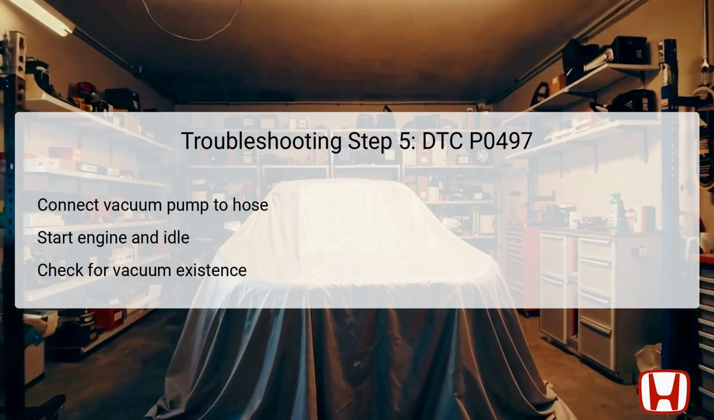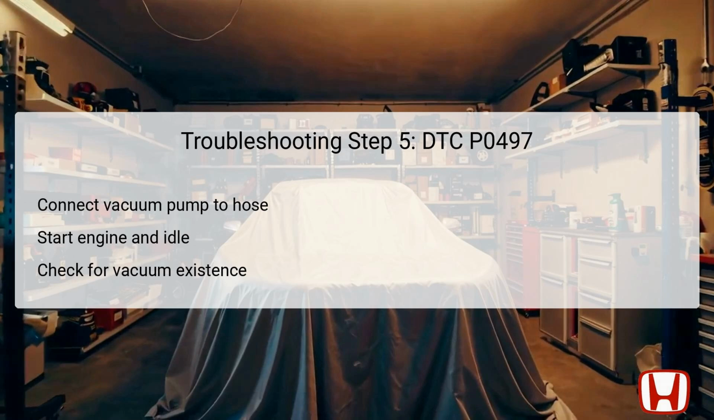In this step, connect the vacuum pump and gauge to the vacuum hose that leads from the EVAP canister purge valve. Start the vehicle and allow the engine to idle, creating a suitable environment for inspecting the vacuum conditions. By using the vacuum gauge, you are verifying whether adequate vacuum exists at this point in the system.